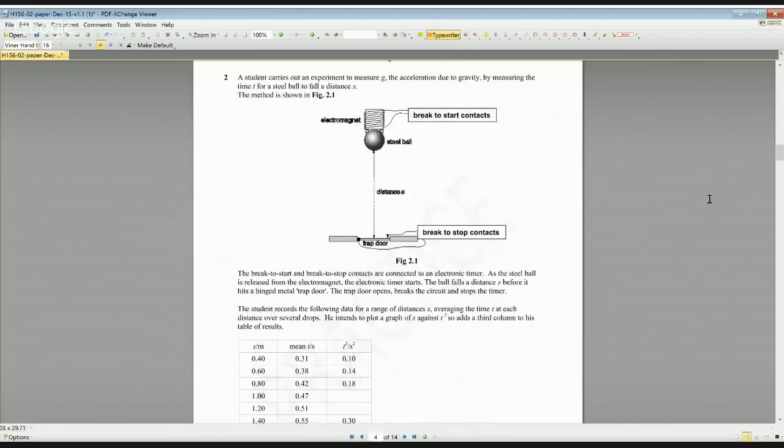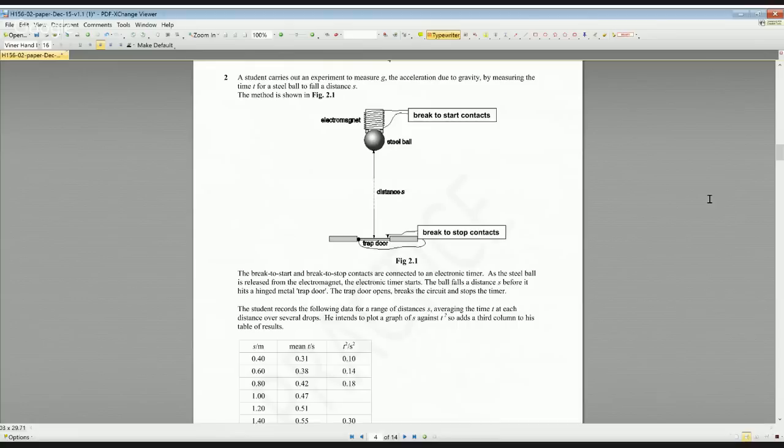Okay, question 2. We have an experiment. This is one of the standard experiments you should be aware of. There are slightly different alternatives to how to actually carry out the experiment. It may not be an electromagnet at the top. It could just be a physical spring or something to release it. But the way it works is always essentially the same. You have something that starts a timer when the ball is released and a trapdoor at the bottom, some sort of switch that will stop the timer when it lands. So this is an automatic way of measuring the time that a ball is dropping for. And the idea is that you use the results combined with the distance to determine g.